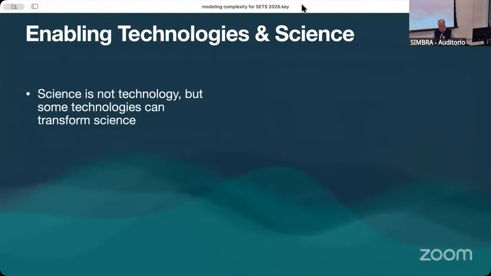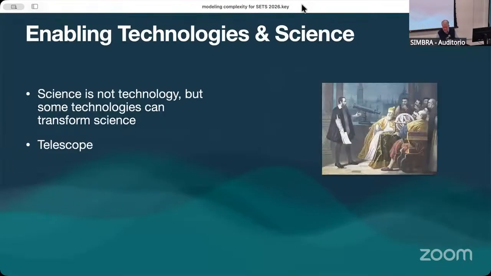So I want to wind up by saying that science is not technology. In spite of what shows up in the popular press, we know that as scientists, right? It's a way of understanding the world. But some technologies can transform science in many ways. If we think about the telescope, it really changed how we think about our place in the universe and the universe in general. So much so that Galileo got in trouble with the authorities over this, right? Very controversial, but totally changed how we think about our place in the universe.